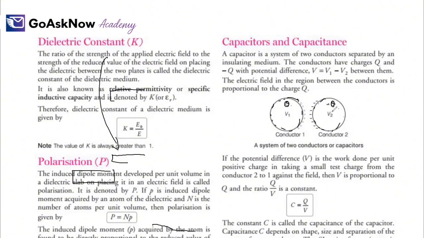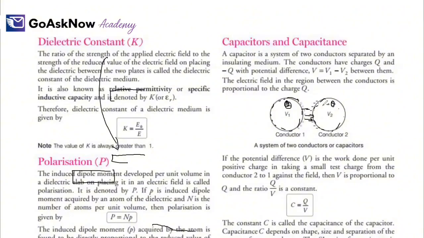The electric field in the region between the conductors is proportional to the charge capital Q. Due to the attraction of plus charge and minus charge, there will be an electric field in this region also, and this is proportional to charge, because if the charge is very large, then the electric field intensity will be higher. If the potential difference capital V is the work done per unit positive charge in taking a small test charge from conductor 2 to 1 against the field, then V is proportional to capital Q and the ratio Q by V is a constant.